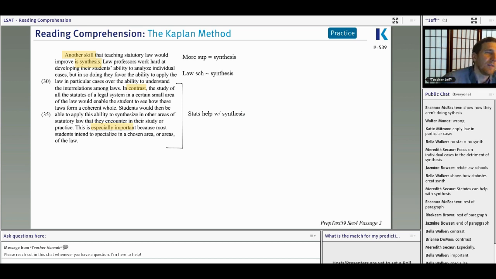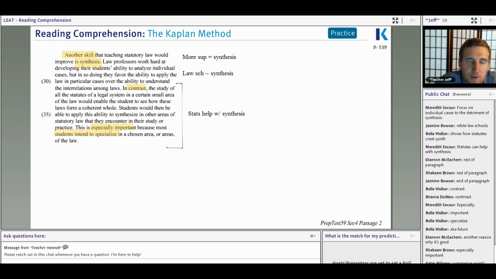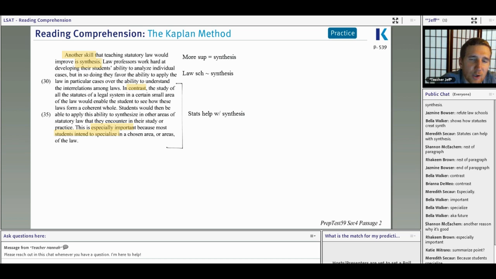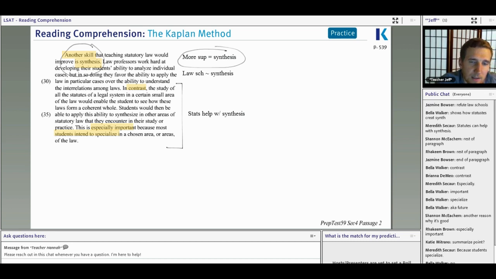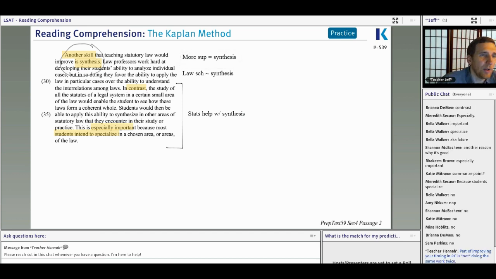It says especially important because students intend to specialize, right? And the reason I'm talking about this in a little bit more depth is that you want to be careful of repetition. And I mean this in all ways. For example, on test day, should you both highlight "another skill is synthesis" and write "more support equals synthesis"? Should you do both of those things on test day? No. I'm just showing you both so you could do either one you want to do. You want to avoid repetition. And it's the same idea down below.